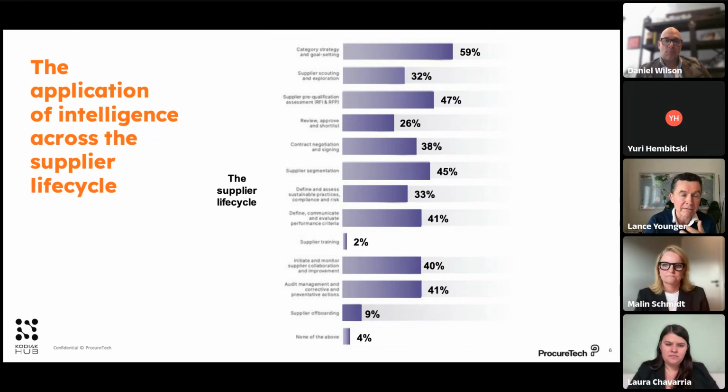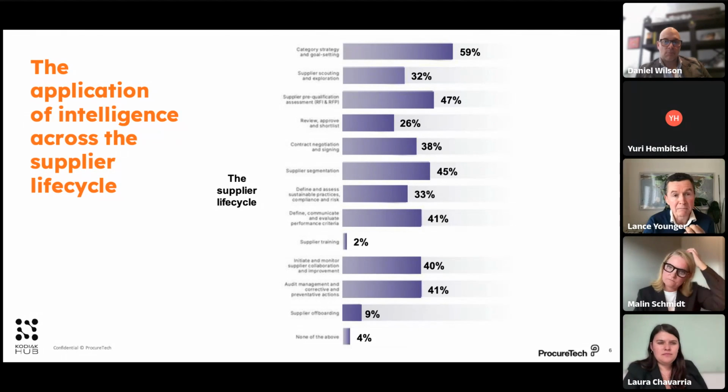Very positive that organizations are using data at the start of the cycle, when you look at category strategy and goal setting, and then using data heavily again in the pre-qualification and assessment. There's another mini spike around supplier segmentation. Going to Daniel, to your point there about segmenting suppliers in the right way, because that will shape how you manage suppliers going forward.